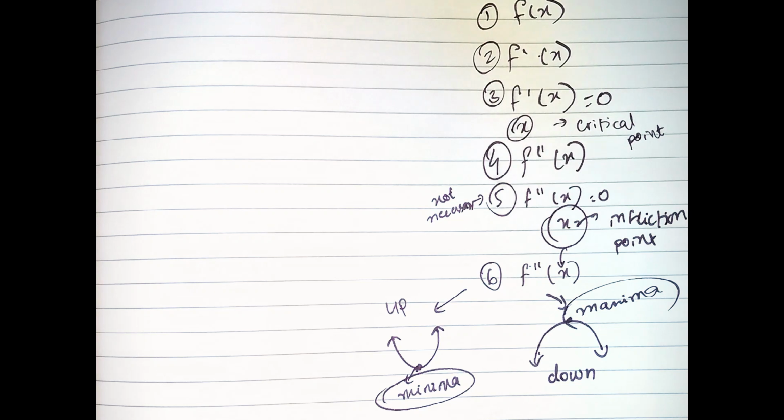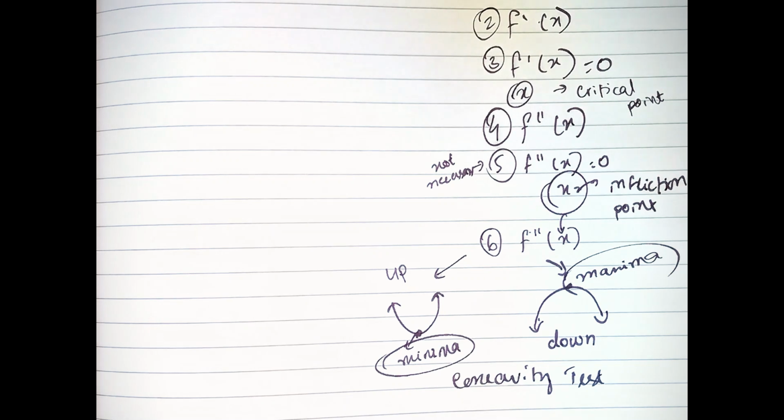Okay, so the second derivative test is also known as the concavity test. Why? Because it tells you whether the graph is opening concave up or down, and by knowing that specific concavity, you can find the values of minima and maxima for a function given to us.